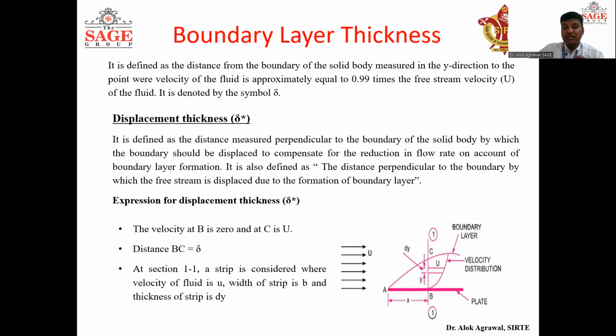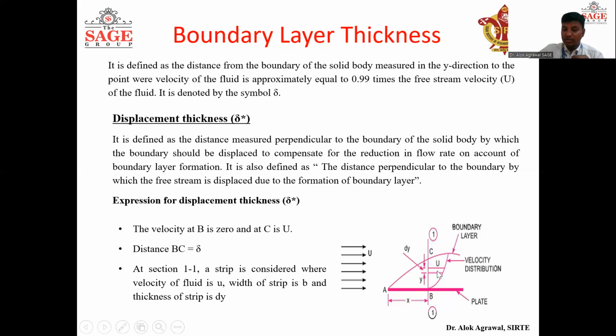So that width is b, and the velocity which is passing through this section, a small strip, is u, and the thickness of this strip is dy, and that strip is located at a distance y from point B. So this is the strip. Actually, I have shown this in this plane, but actually this profile is perpendicular to the screen. So to understand it in a better way, I have to show it in this screen.